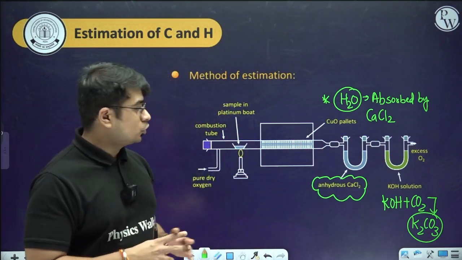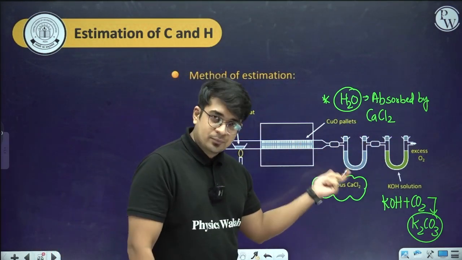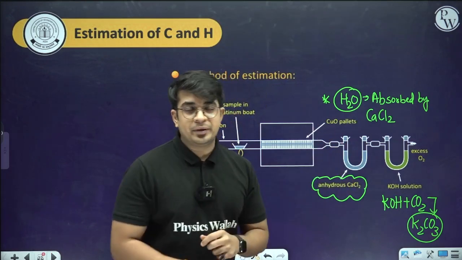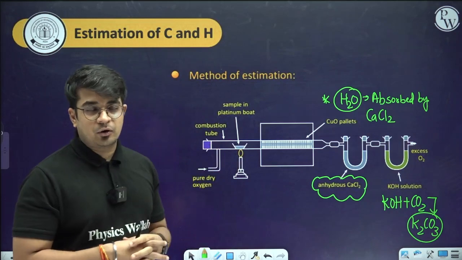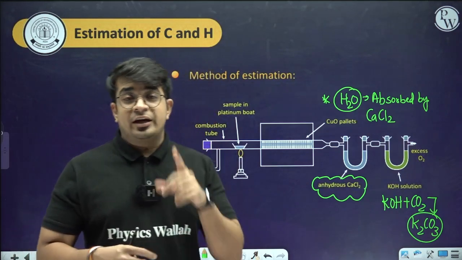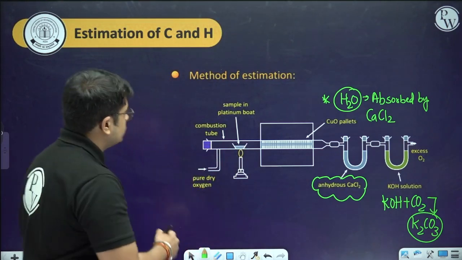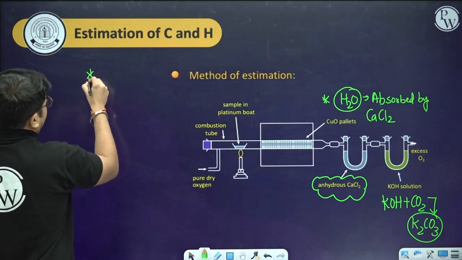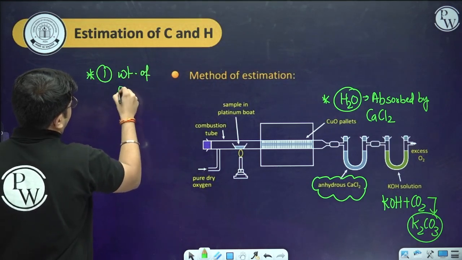I hope this part is clear. So you know the amount of CO2 absorbed, you know the amount of H2O absorbed, and the amount of organic compound you initially took is already known. Whenever you are dealing with questions on the estimation of carbon and hydrogen, you just have to look for three pieces of information. The first one is the weight of the organic compound.